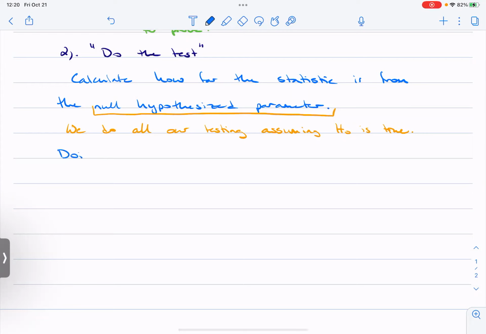So doing the test generates a test statistic, which I always have a hard time saying. Doing the test generates a test statistic, such as a z-score. And that's the only one we've seen so far.